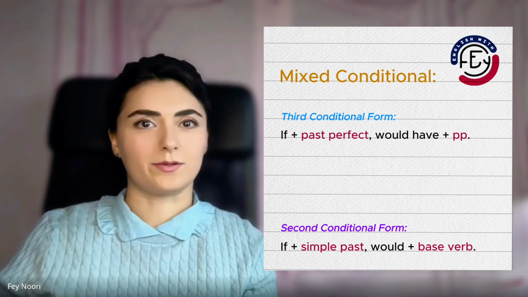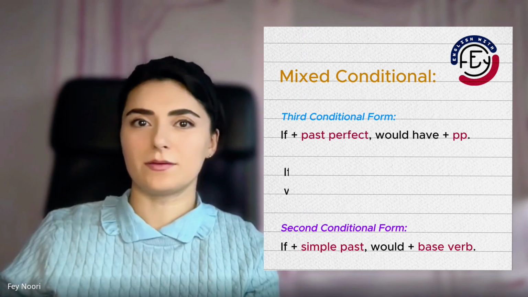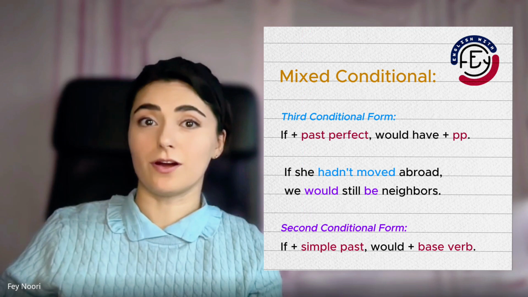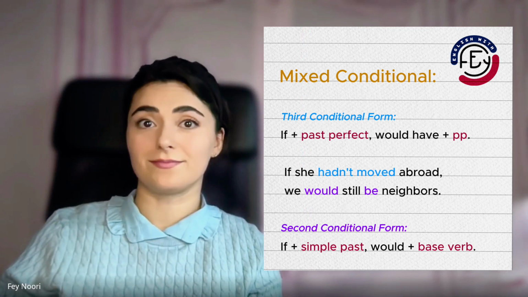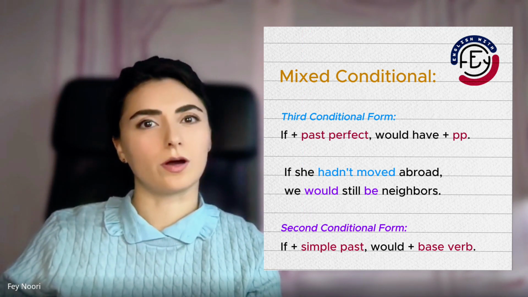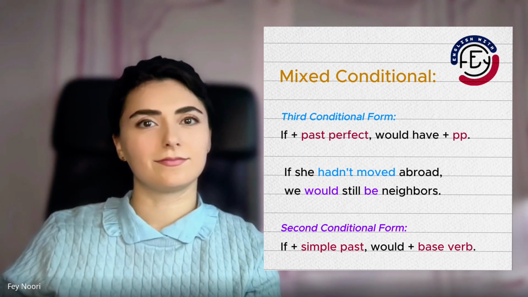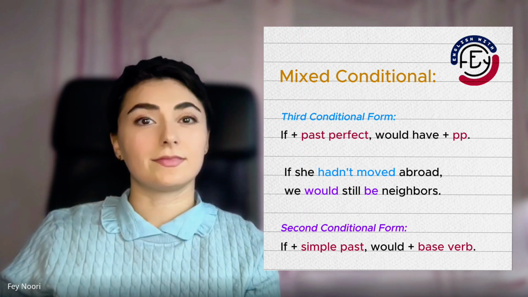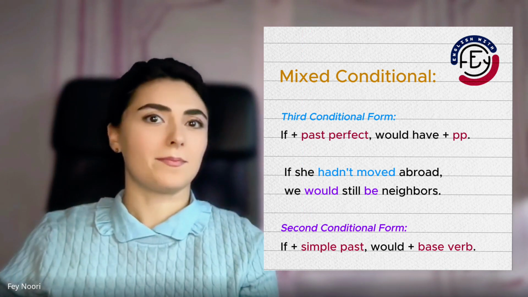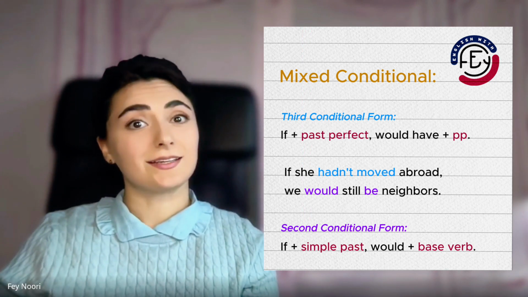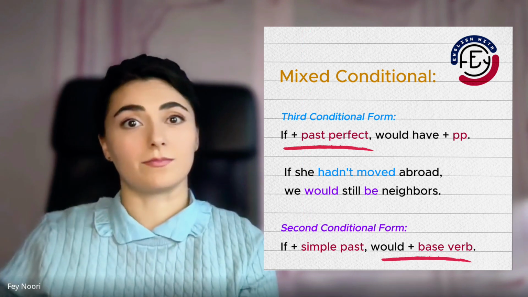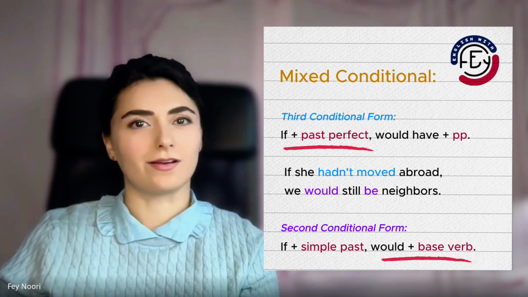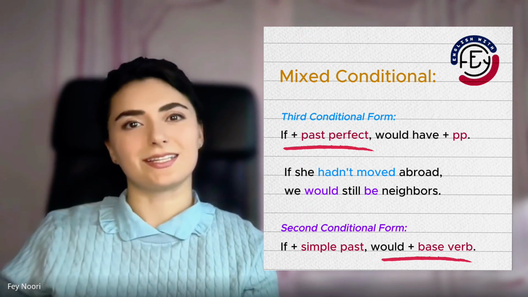Let's see another example. Enough about studying. If she hadn't moved abroad, we would still be neighbors. Or if she hadn't moved abroad, we would be close friends now. Did she move abroad? Yes, in the past. But if she hadn't, a hypothetical outcome could have been us being friends today. So if she hadn't moved abroad, we would be close friends today.